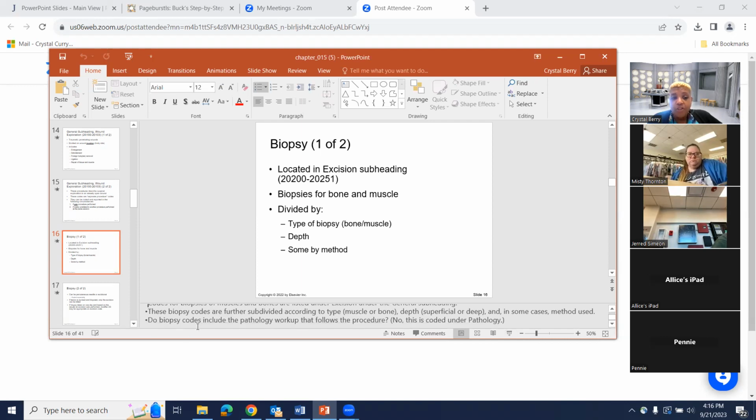So do biopsy codes include the pathology workup that follows the procedure? Remember we talked about that earlier? No, this is coded under pathology.